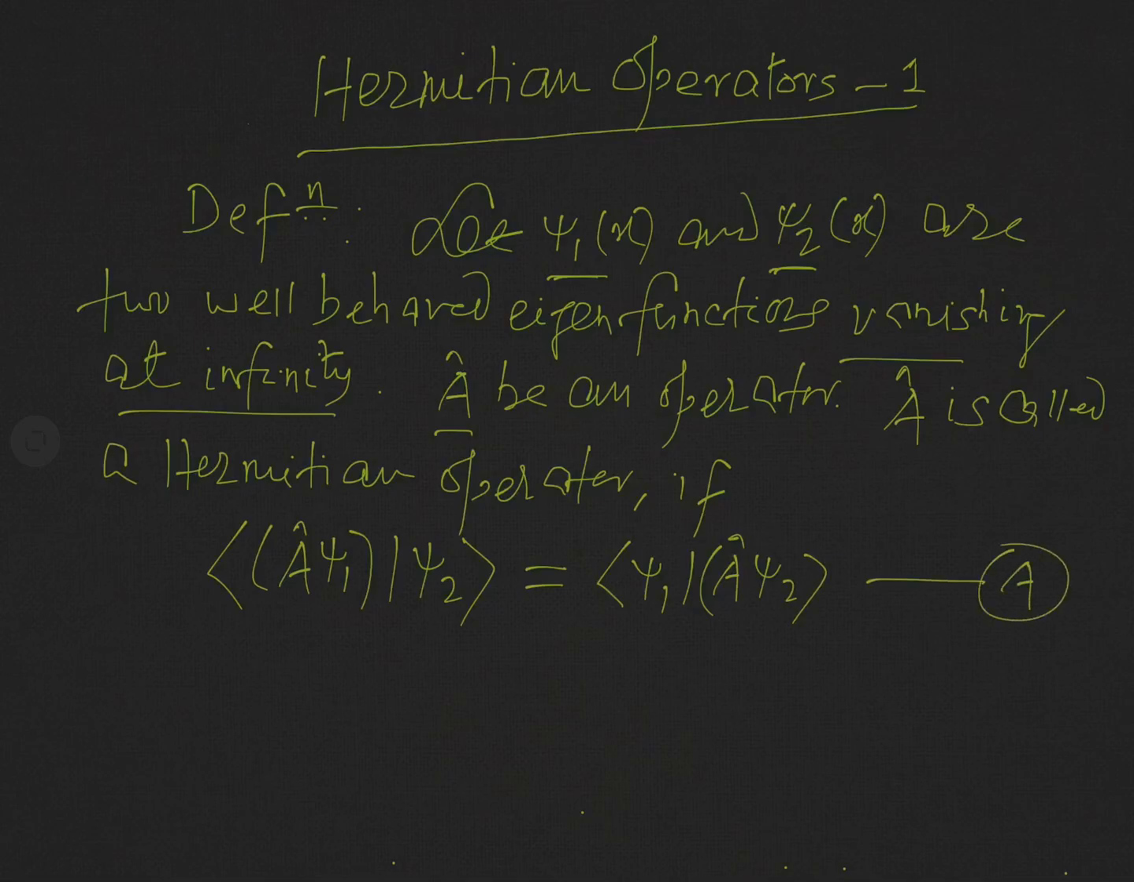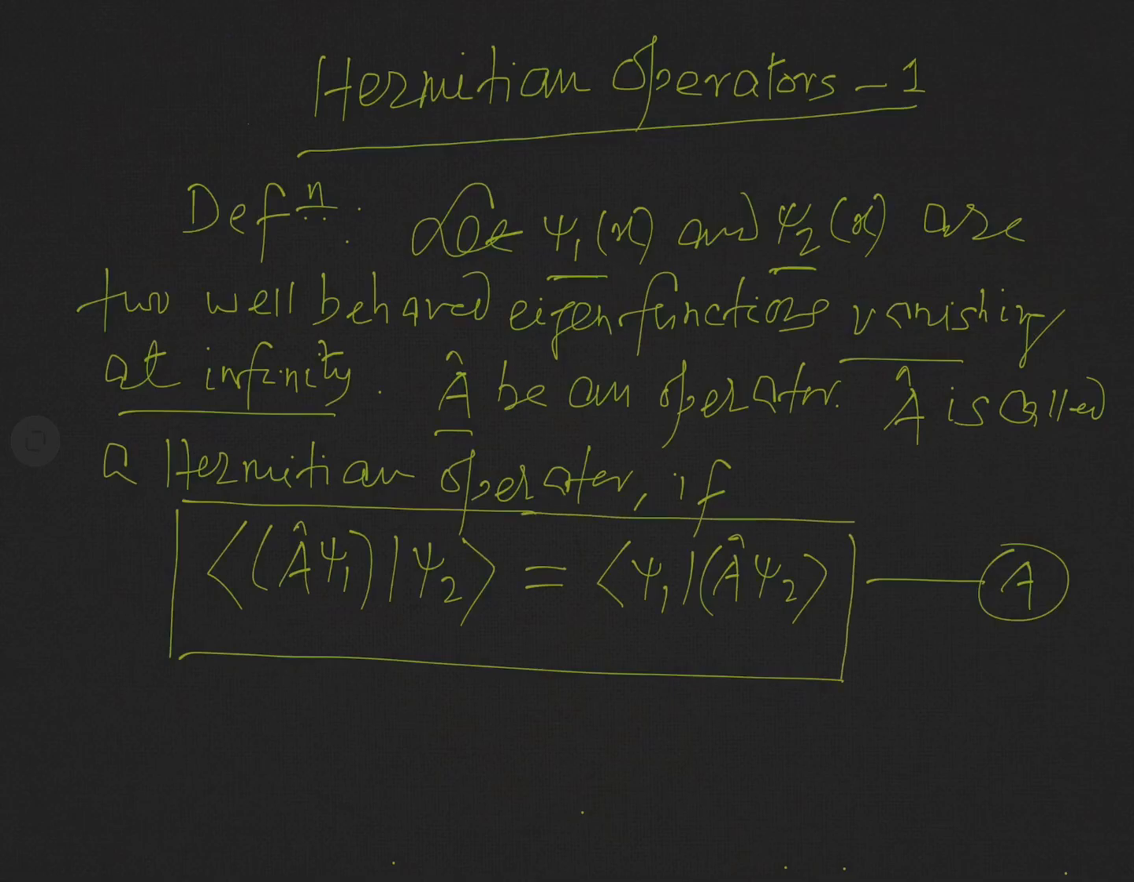If the operator A satisfies this very condition, then we call it a Hermitian operator. It means the scalar product of A psi1 and psi2 is the same as the scalar product of psi1 with A psi2. If this condition is satisfied, then the operator A is known as a Hermitian operator.